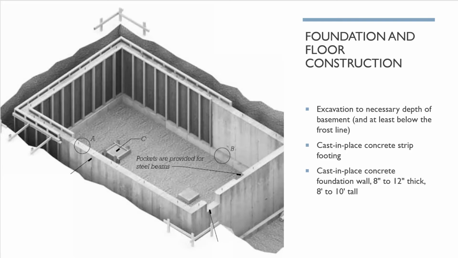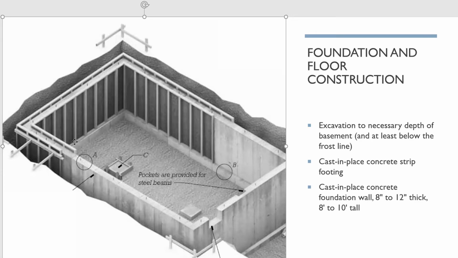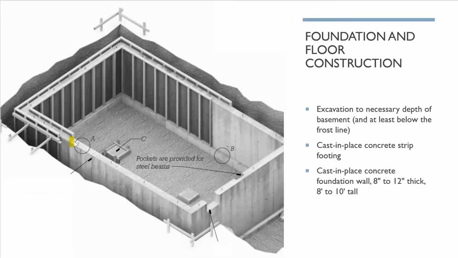So the first thing we need to do before we begin to frame a house is provide a foundation. And we talked about different foundation types a few weeks ago. For this hypothetical example here, we've excavated a basement. And you can see here that we've poured a continuous foundation wall right along here. So that is going to be our basement foundation system.